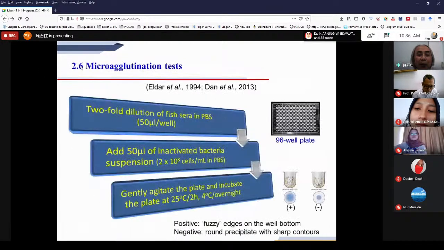Okay, so for the microagglutination test, we make 2-fold dilutions of the fish serum in PBS, add 50% of the inactivated bacteria suspension, gently agitate the plate, and incubate the plate at this temperature for 2 hours, then overnight at 4 Celsius. To see the result, like this one is no agglutination. This one we call the button of the well, means little antibody in here. Okay, so this is positive, this is negative.